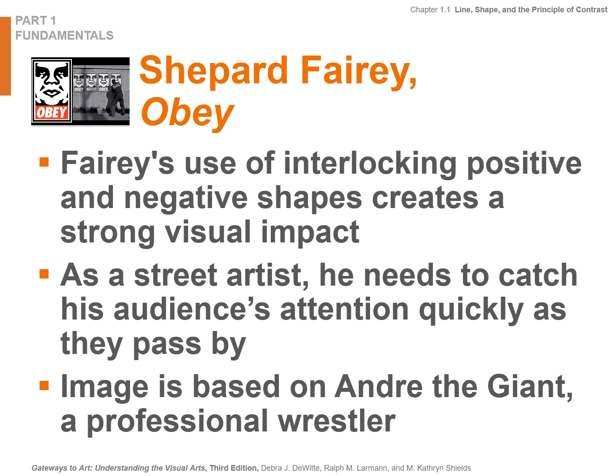Our text goes on to tell us that Fairey's use of interlocking positive and negative shapes can create that strong visual impact, and that as a street artist, he needs to catch his audience's attention quickly as they pass by. Again, that starkness of the black and white catches the eye very quickly. On a side note, the image that he used is based on the professional wrestler from the 80s, Andre the Giant. So if you're familiar with that period of time in wrestling, you can totally see Andre the Giant's face in the poster.